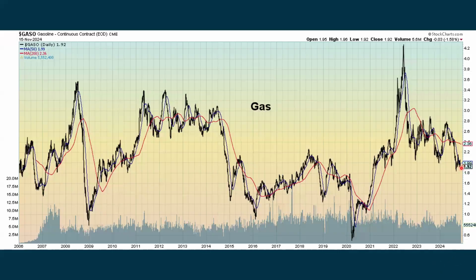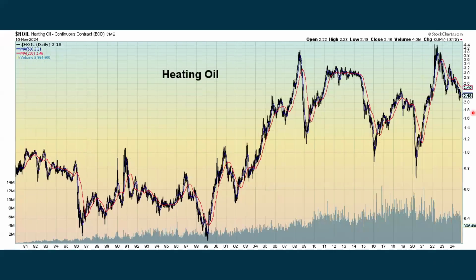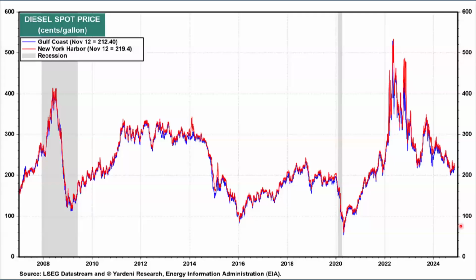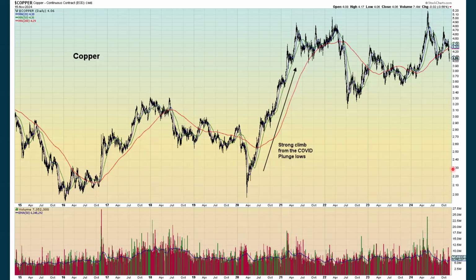And then keeping an eye on gas where it's in a downtrend. Heating oil, which is also in a downtrend. Natural gas kind of chopping around, but now has resumed into an uptrend. Diesel, this is the spot price, so this is cash right now, and a couple of different kinds of diesel here. Overall, has been continuing to decline. Copper's been all over the place.